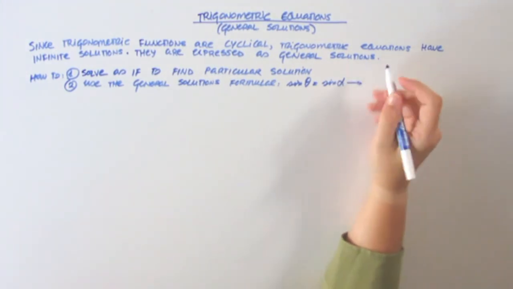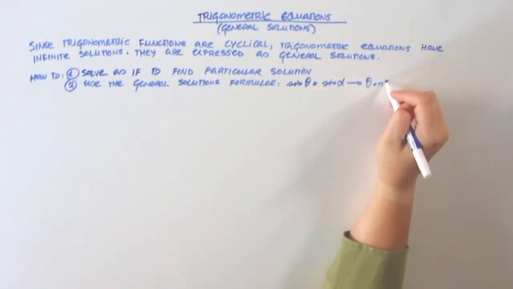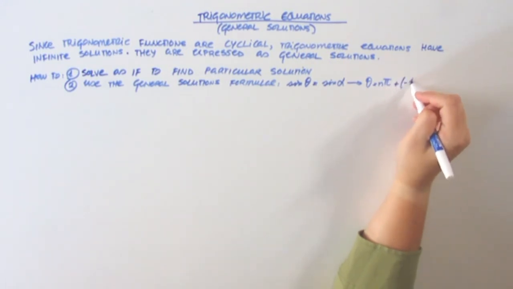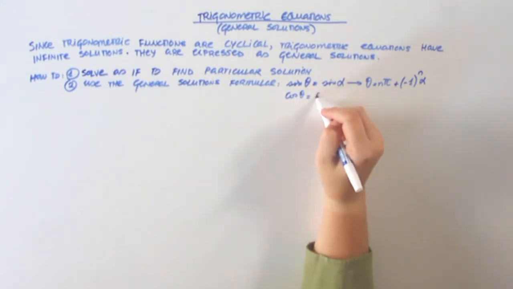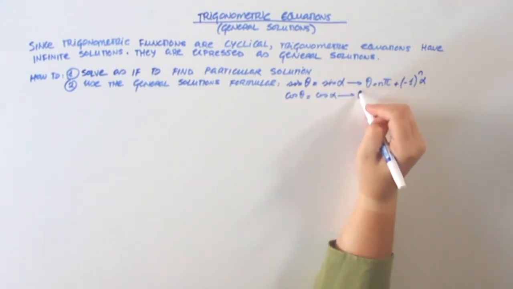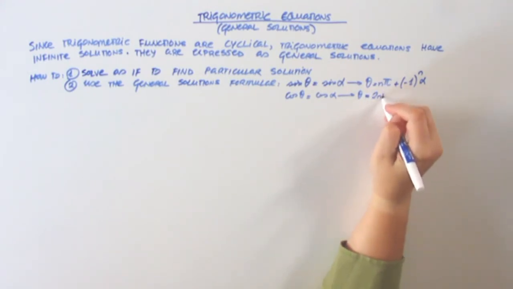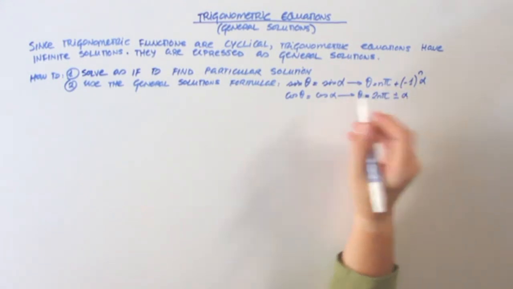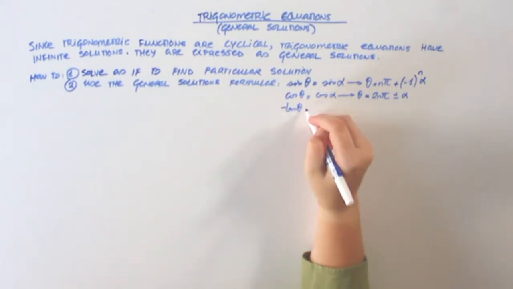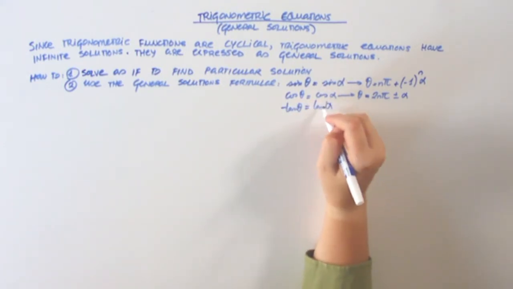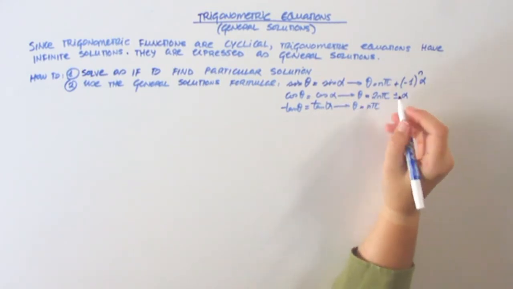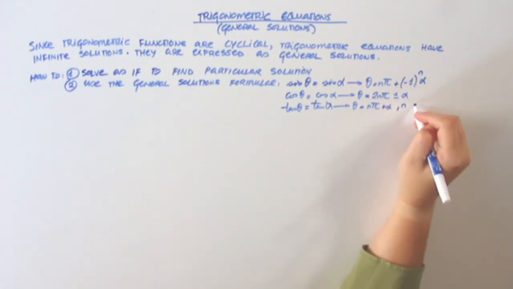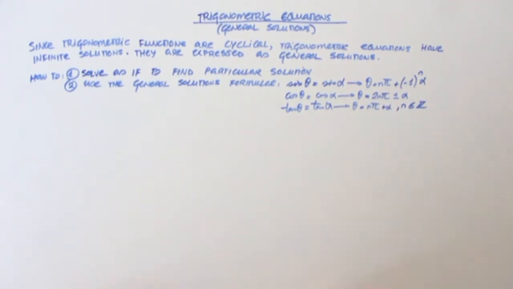So if I see a sine, then I will say that theta equals n pi plus minus 1 to the power of n alpha. If I saw a cosine, then theta equals 2n pi plus or minus alpha. And if there was a tangent, theta equals n pi plus alpha. And n is always an integer, where theta is all the possible angles that will fit in that solution, the infinite solutions, and alpha is the first one that I find when I inverse the trigonometric ratio.